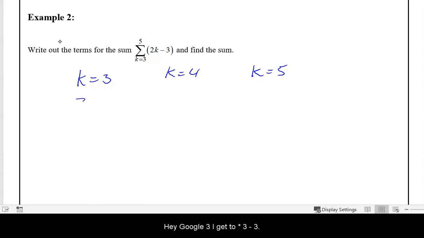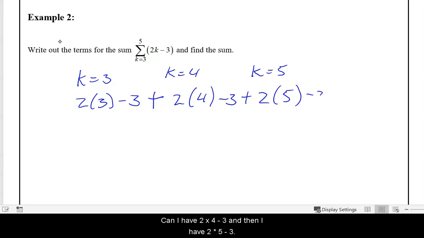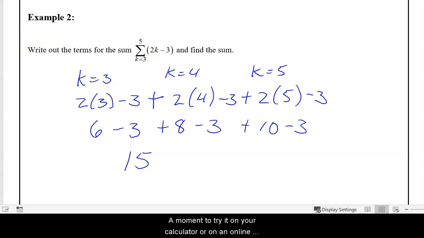When k equals 3, I get 2 times 3 minus 3. The plus goes in between the terms as I change the index of summation from one value to the next. Then I have 2 times 4 minus 3, and then I have 2 times 5 minus 3. If I work these out by hand, I see that I get 6 minus 3 plus 8 minus 3 plus 10 minus 3. You could also use an online calculator, and you should come up with the value, I believe, of 15. Take a moment to try it on your calculator or on an online calculator and see if you get what I got.